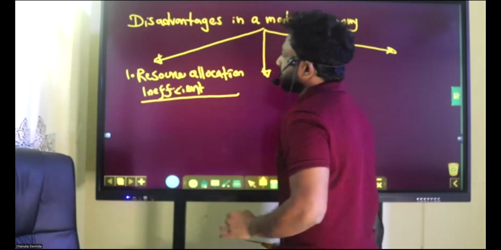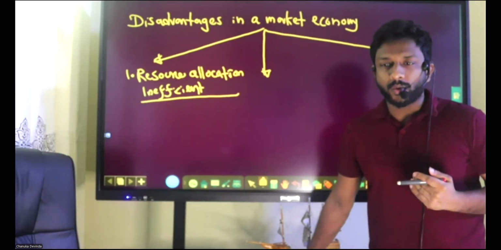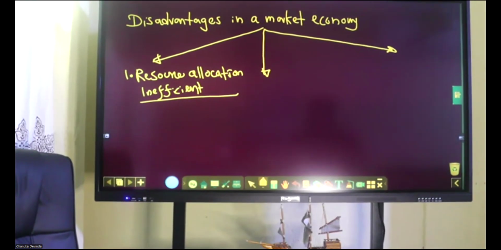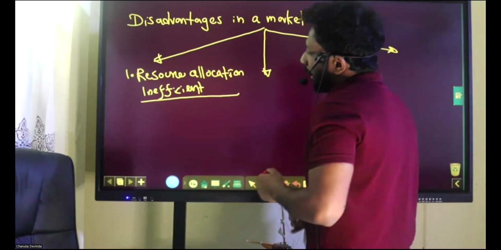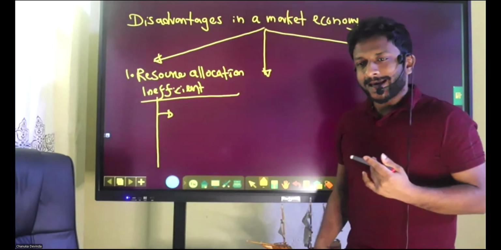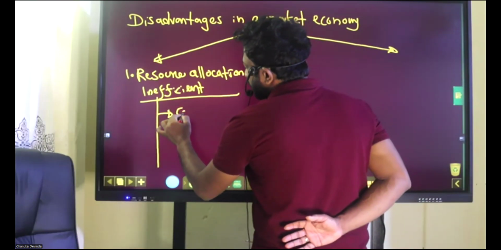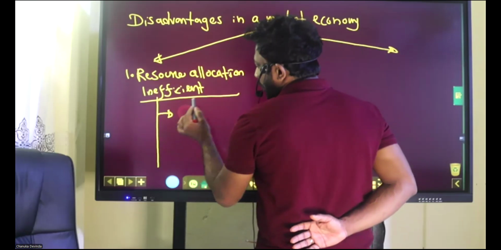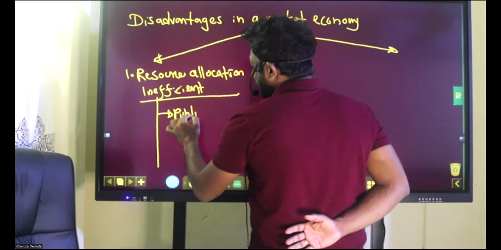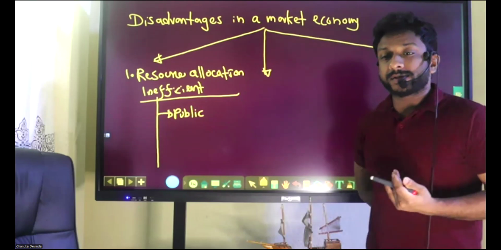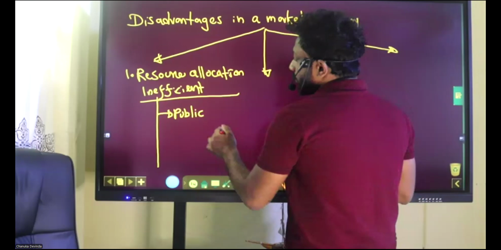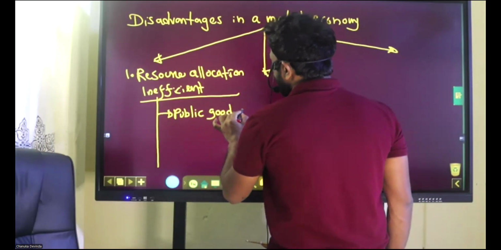Why? What is the reason? Resource allocation is not efficient, or we call it inefficient. Actually, it is because in the market economy, the following things cannot be seen. First one, in the market economy, there are no common goods or public goods. No public goods are produced in the market economy. Because they produce only goods and services which can earn a profit. So they do not produce public goods.